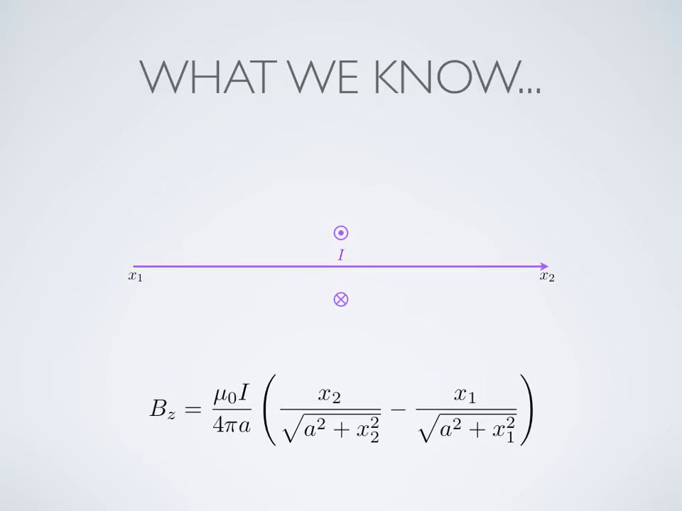where a is the distance I am standing away from it, where the bullseye is above or the x is below, times that quantity of x2 over the square root of a squared plus x2 squared minus x1 over the square root of a squared plus x1 squared. Now, what we did with this before was we first off pointed out that the direction of the field you could find by taking a right-hand rule.